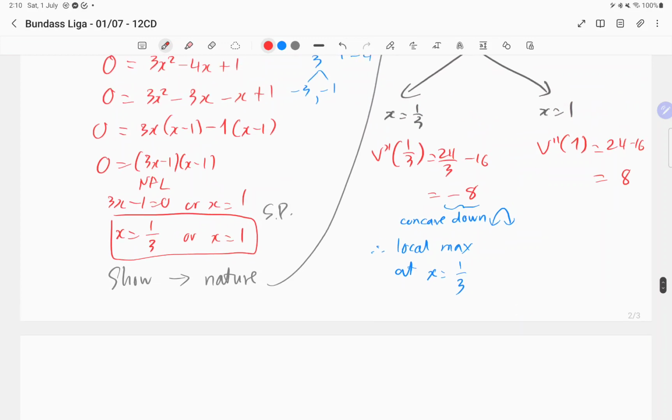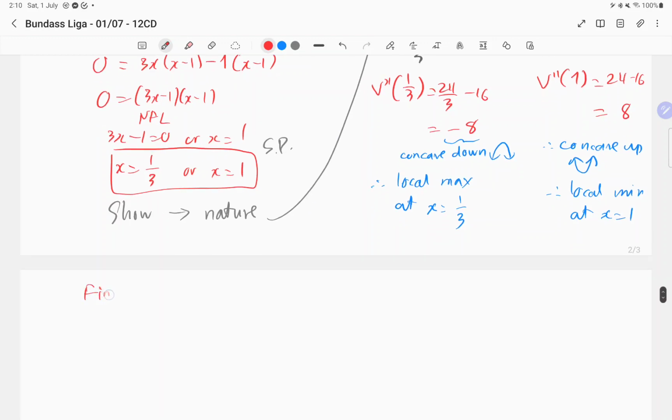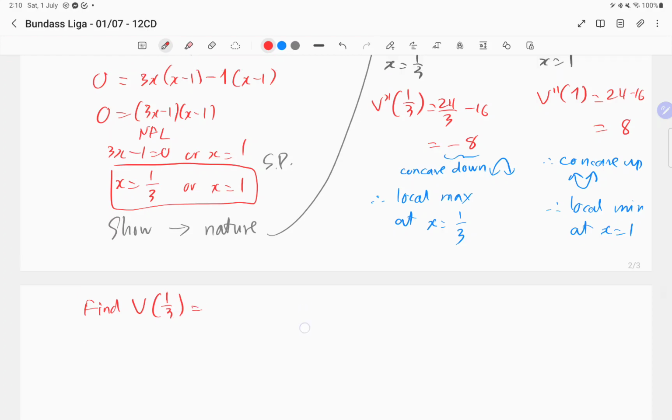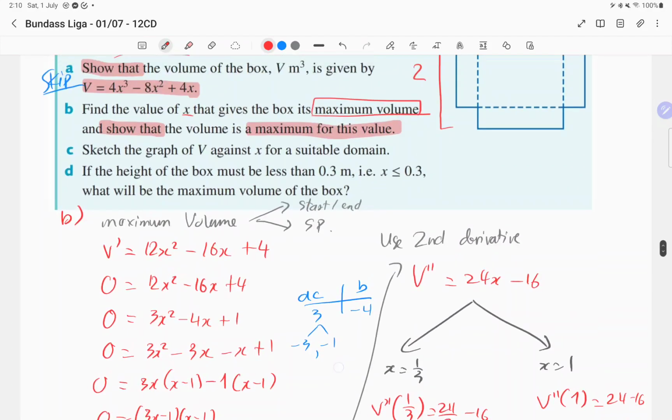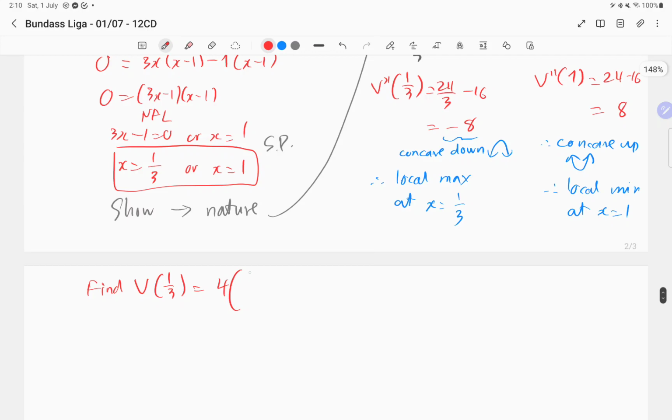Make sure your answer is complete. This one would be concave up, which looks something like that, therefore local minimum at x equals 1. So when x is 1/3, it's going to be the maximum volume. Then find V of 1/3, and that would be the maximum volume. Substitute 1/3 into the original equation, which is that one there. All right, I'll show you something: 4 times 1/3 to the power 3.